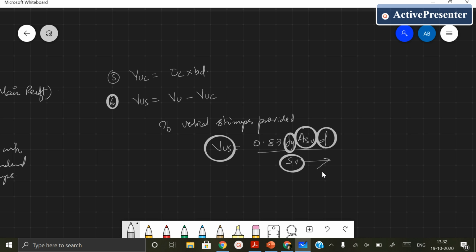From here, once you get the spacing Sv, you need to calculate the maximum spacing that can be provided based on the three criteria. The Sv value obtained must be checked for the maximum spacing criteria. So this is the design procedure for design of shear reinforcement.